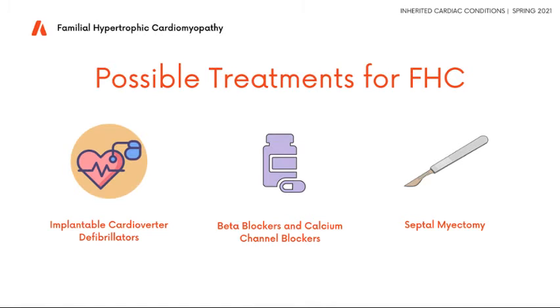Here, we will talk about some possible treatments for FHC. One possible treatment could be an implantable cardioverter defibrillator. What it does is that it will detect a very fast or abnormal heart rhythm, and it will deliver a small but powerful shock to the heart muscles to cause the heart to beat in a normal rhythm once again.